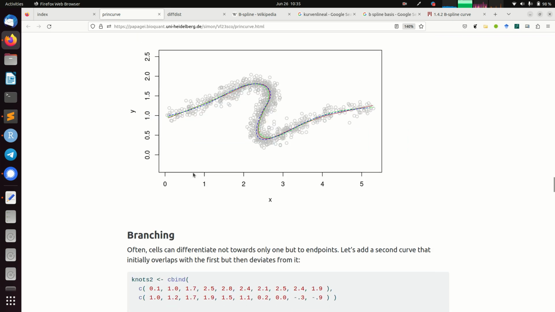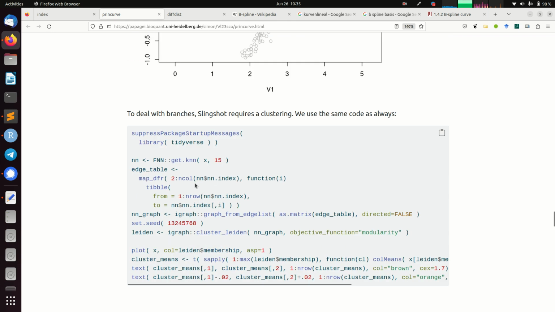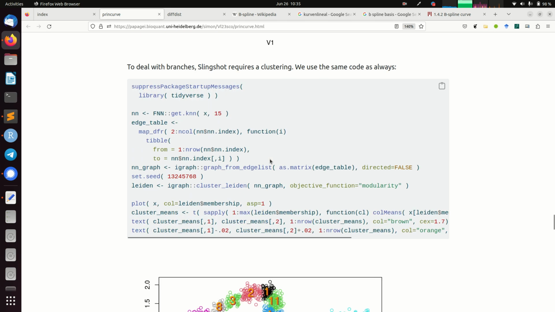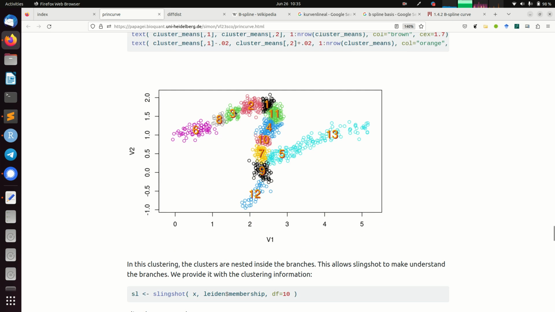Now, if you have a branch structure, what Slingshot wants you to do is to first help it find out which cell belongs to which branch. And to this end, you're supposed to do a clustering. So I do my usual Leiden clustering, as we've done now often. And my Leiden clustering this time gives me this clustering here. And now we can say, okay, one branch is probably 6, 8, 3, 2, 1, 11, 4, 10, 7, 9, 5, and 13. And the other goes here up to 9 and then goes on to 12.